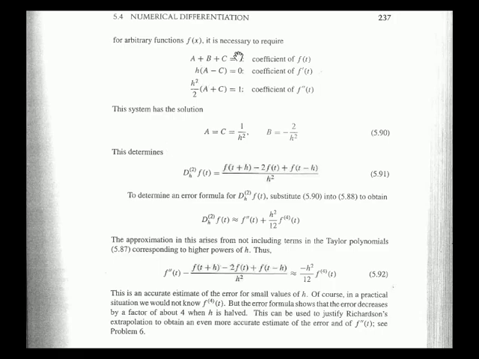So that's what I was saying. The coefficient of f has to be 0, the coefficient of f prime has to be 0, and the coefficient of f double prime has to be 1. There are your 3 equations for 3 unknowns. You solve it, and you find that b is minus 2 over h squared, and a and c are 1 over h squared, which gives us exactly this formula. And now you can go back and figure out what the error is.